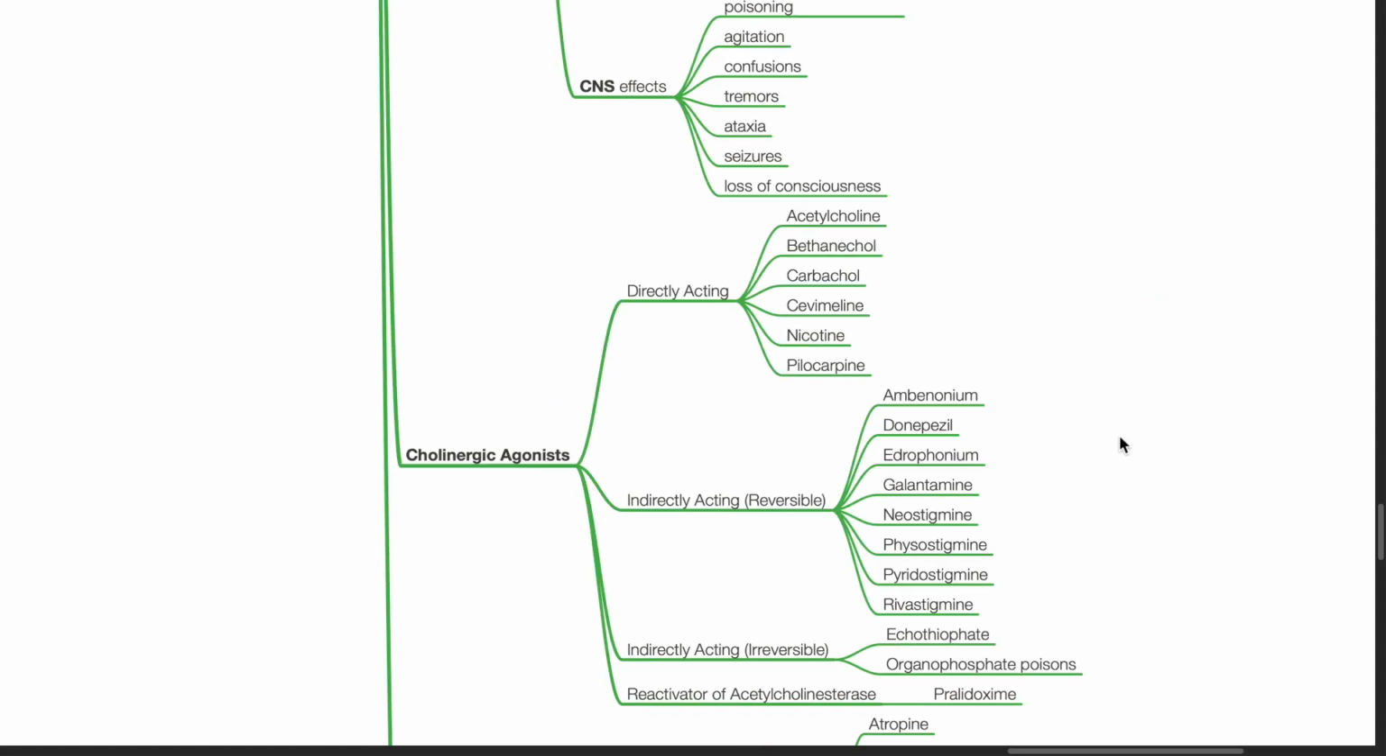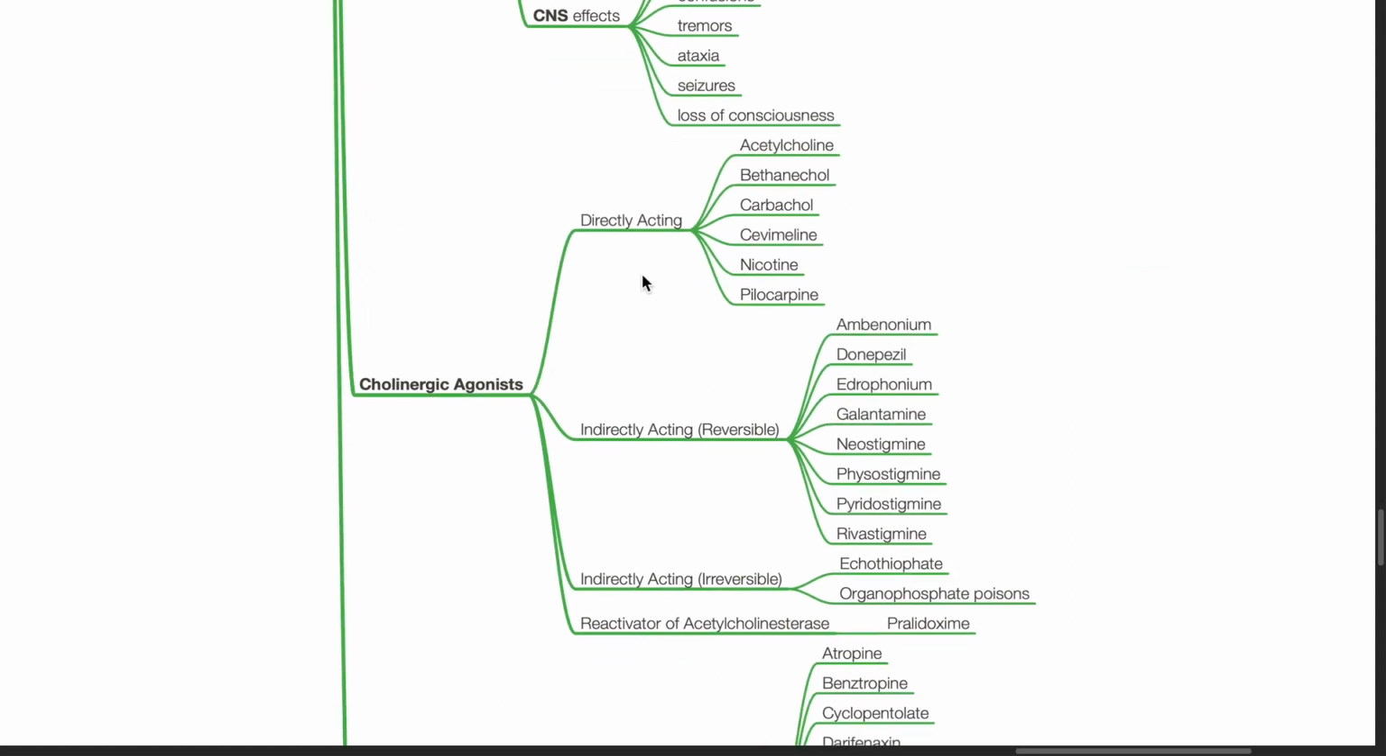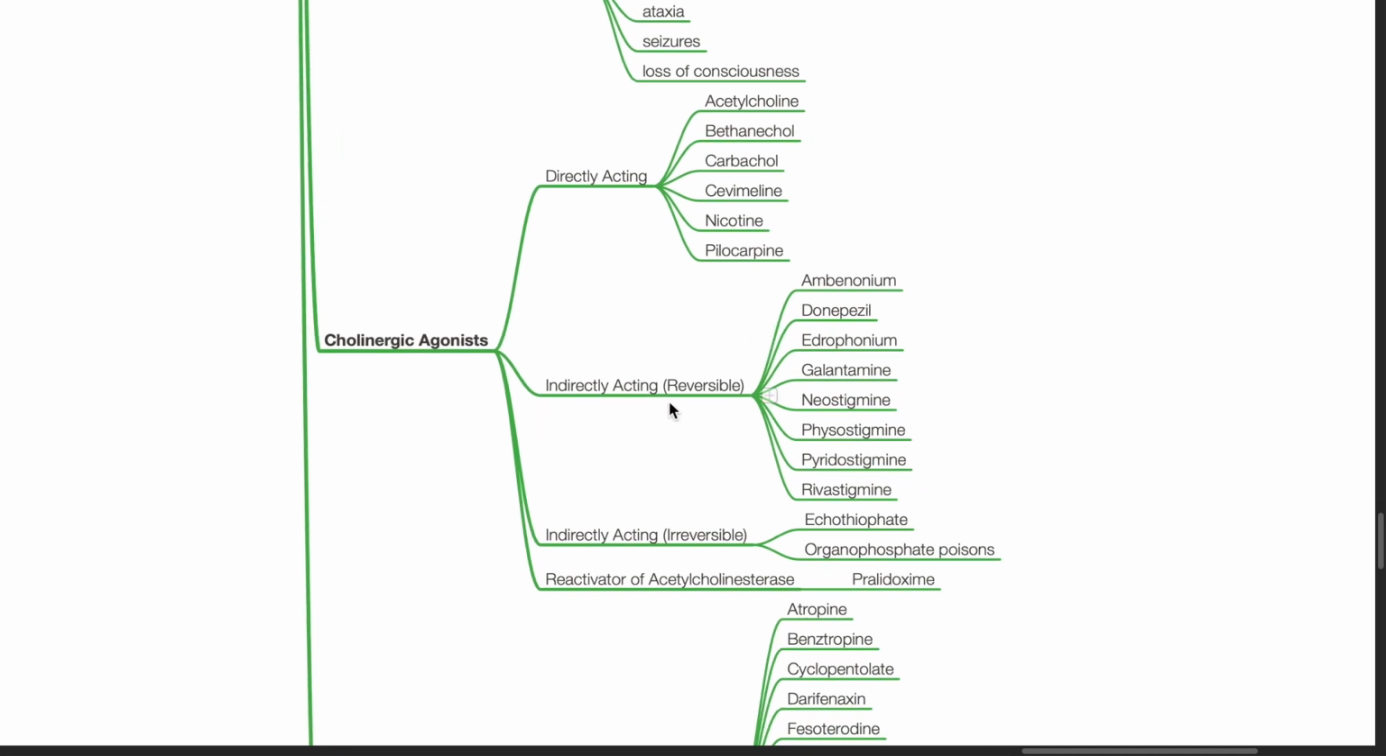Examples of cholinergic agonists: directly acting cholinergic agonists: acetylcholine, bethanechol, carbachol, cevimeline, nicotine, and pilocarpine. Indirectly acting reversible cholinergic agonists include ambenonium, donepezil, edrophonium, galantamine, neostigmine, physostigmine, pyridostigmine, and rivastigmine. Indirectly acting irreversible cholinergic agonists include echothiophate and organophosphate poisons. Reactivator of acetylcholinesterase includes pralidoxime.